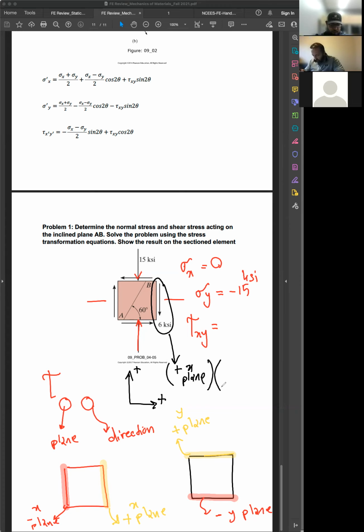You need to multiply this by the direction of the shear stress. The direction is going downward. It is negative, right? So it is a negative direction because it goes down. Positive by negative, so your tau is a negative value. That is how you realize where the tau is positive and where it is negative.